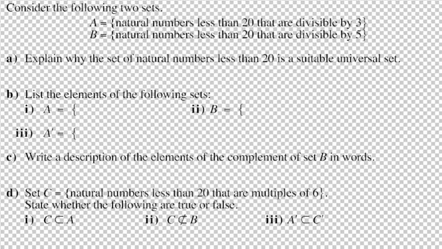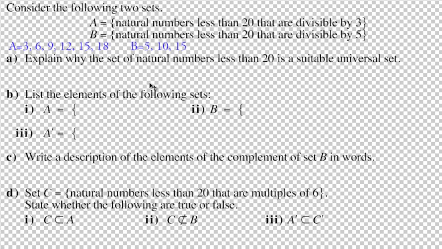Okay, consider the following two sets: natural numbers less than 20 divisible by 3, and natural numbers less than 20 divisible by 5. Let's get those down. Less than 20 and divisible by 3 would be 3, 6, 9, 12, 15, 18. End of list. I didn't put 0 because they said natural numbers, not whole numbers today. And natural numbers divisible by 5 would be 5, 10, 15, and 20 is not less than 20, so that's all we get for that list.